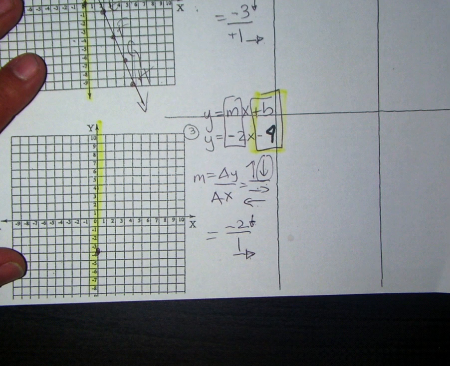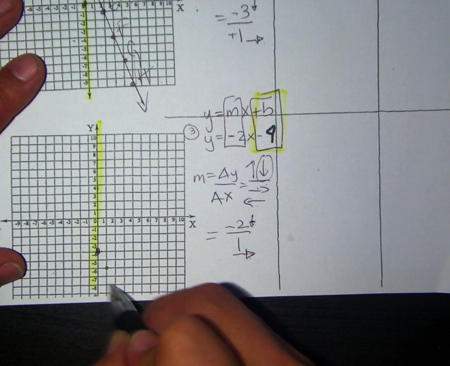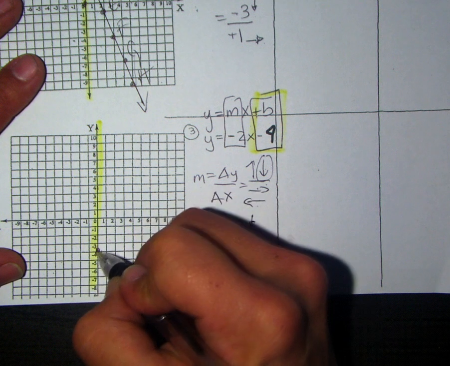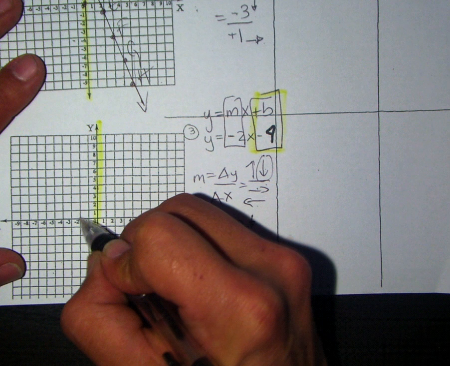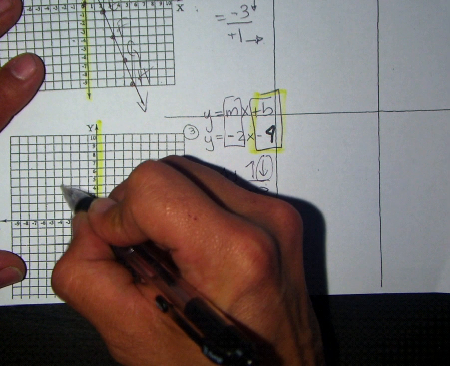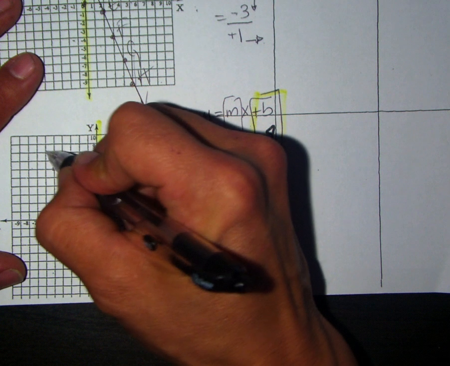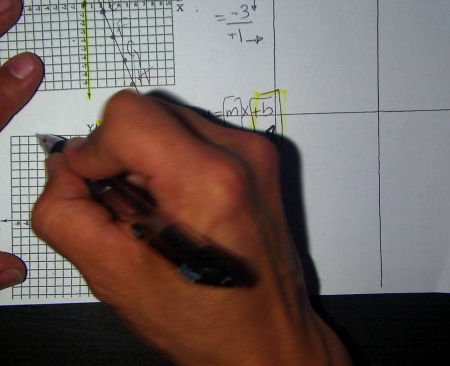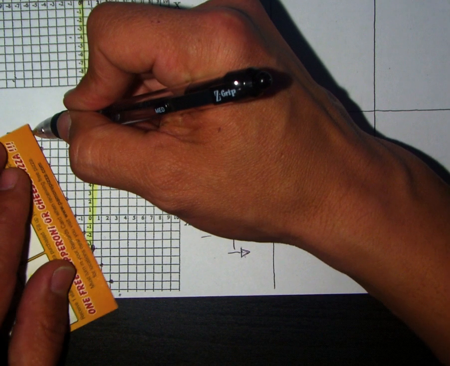Ready? Here we go. 1, 2, 1. Now up. 1, 2, left. Up, up, left. And there's your graph. And notice it's going down from left to right.